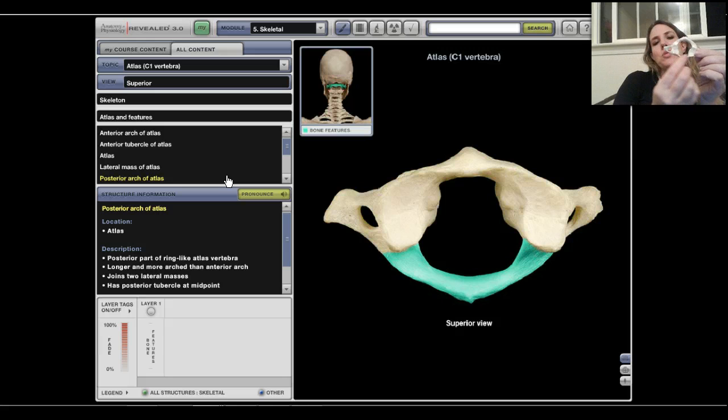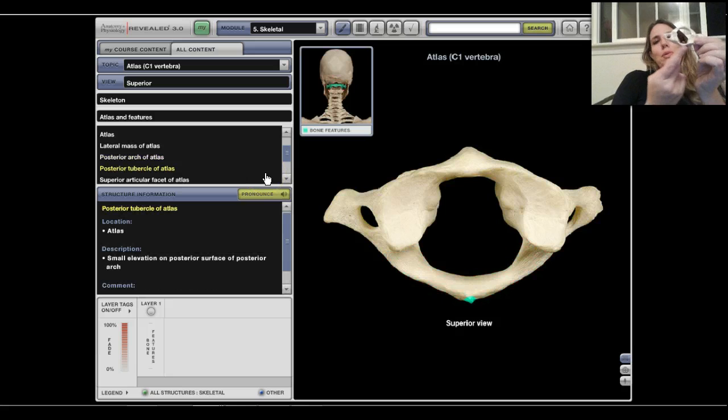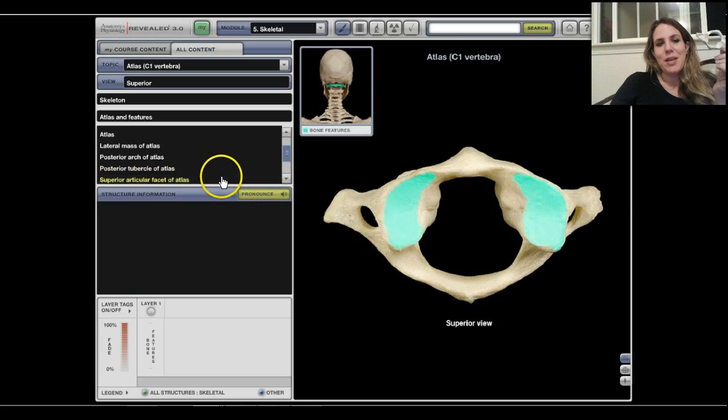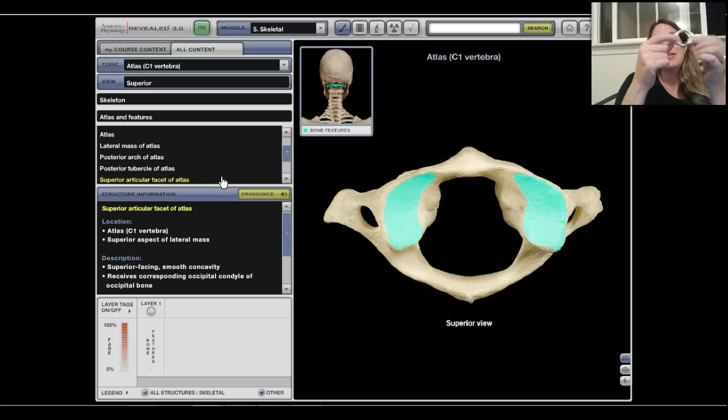And down at the bottom, of course, would be the posterior arch, which means that you also have a posterior tubercle at the very end. Now at the very tops of that lateral mass are 2 little smooth divots, and that's where those condyles are going to articulate. A smooth divot is called a facet. So these are the superior facets of the atlas. And all these vertebrae are going to have superior facets to articulate with the bone right above them.